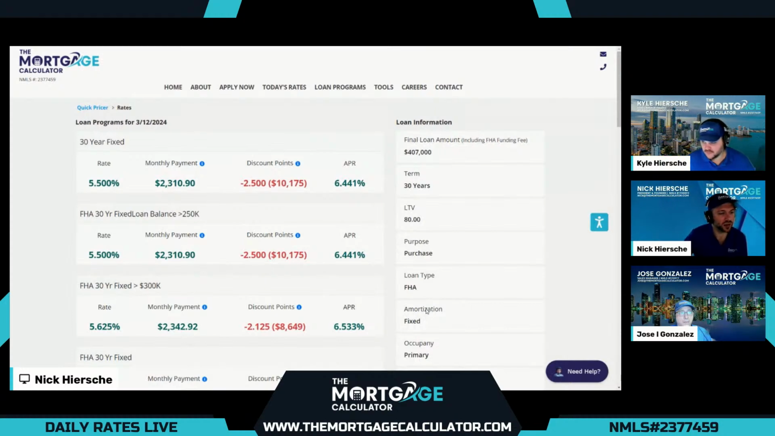So FHA this morning, definitely a little lower here, 5.5 rate, 2.5 discount points and costs, puts the final APR at 6.441. So a little lower than it was on the last show, and a touch lower than conventional, you see here in this case.